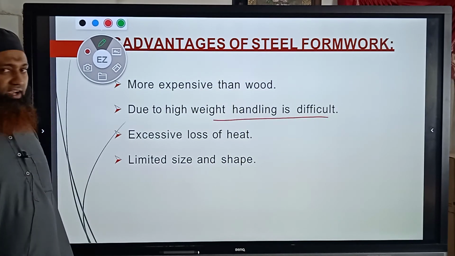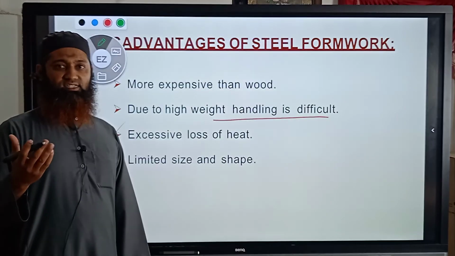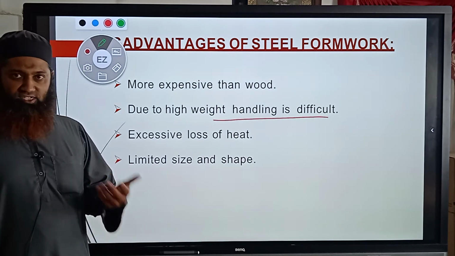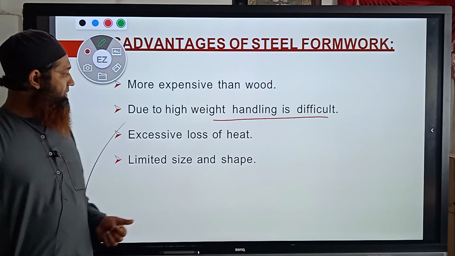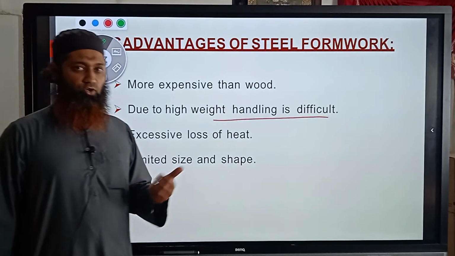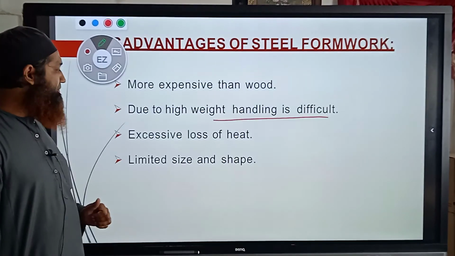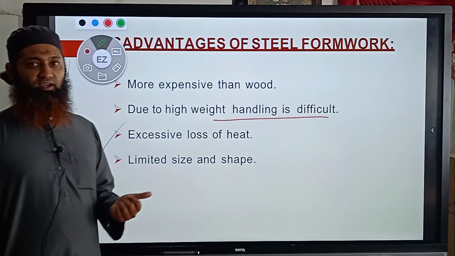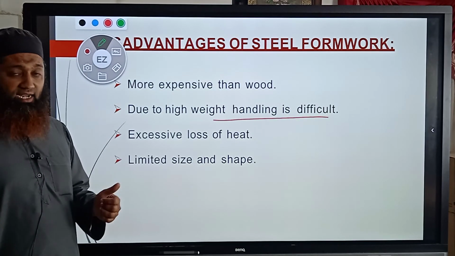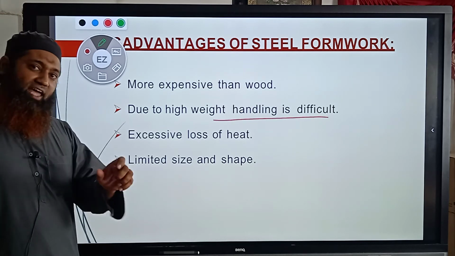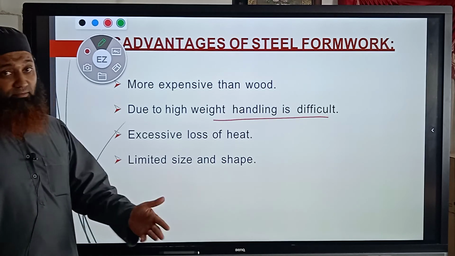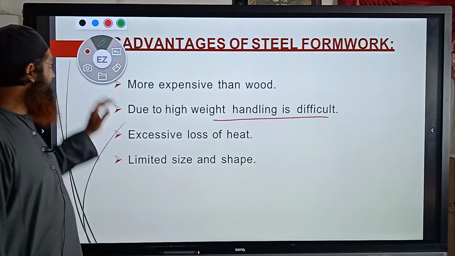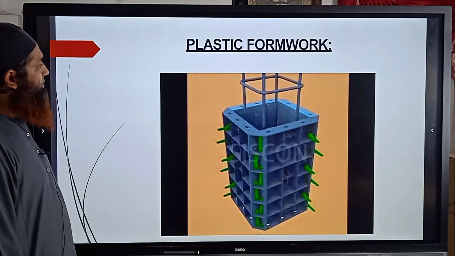Excessive loss of heat, as it is made of steel. When we pour fresh concrete onto the formwork, some heat is lost because of this type of formwork. Limited size and shapes: we can't come up with any size or shape here, whereas in timber formwork, as I explained, it can be cut to any size as per our requirement. In steel formwork you have a limited size and shape. So let us see plastic formwork.